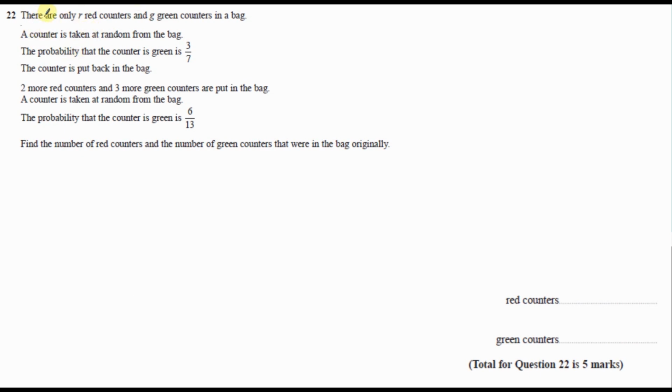Okay, 22. There are only R red counters and G green counters in a bag. A counter is taken at random from the bag, and the probability that the counter is green is 3/7. So let's have a look at what that situation looks like. We have a bag, and we have R red counters. R stands for the number of reds, and G stands for the number of greens. And we know that the probability that it's green is 3/7.